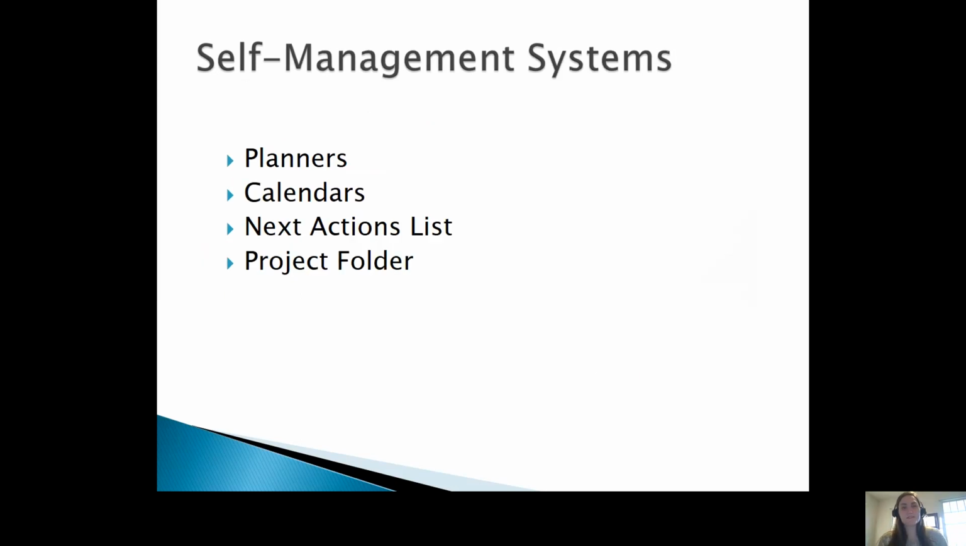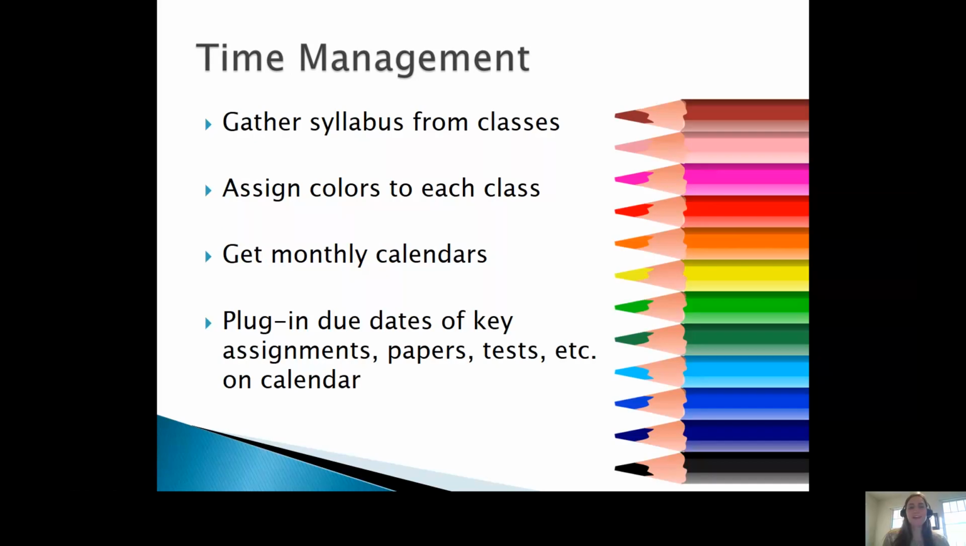There are lots of self-management systems that you can use to organize your time, such as a planner, a paper planner, or a calendar. You can use a next actions list to keep track of what is the most urgent thing to do next, and you can also have different folders for projects that you are working on.